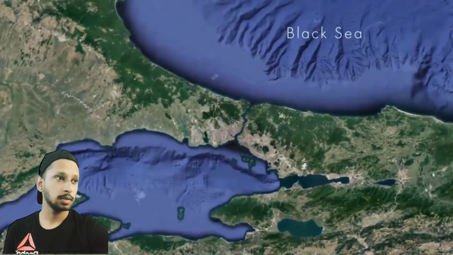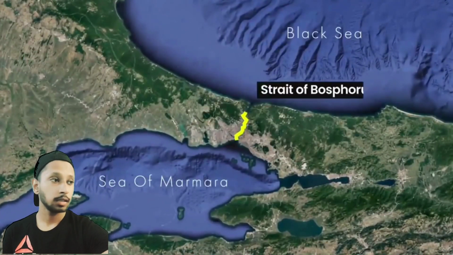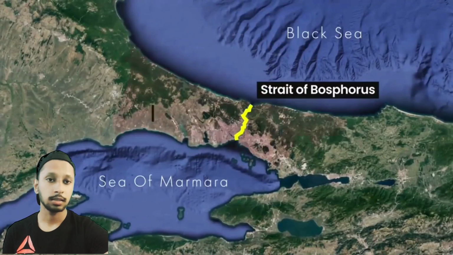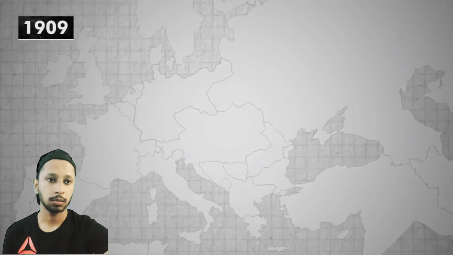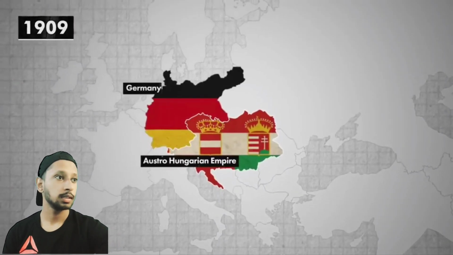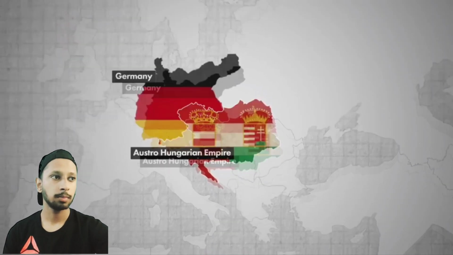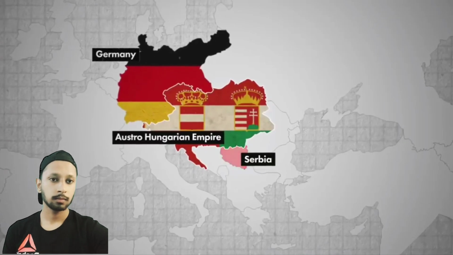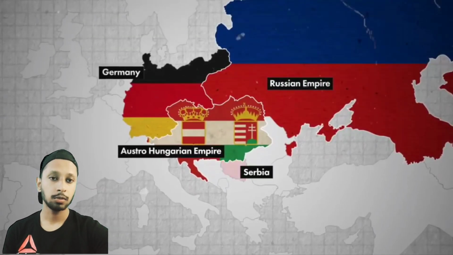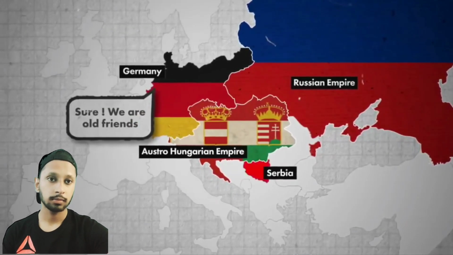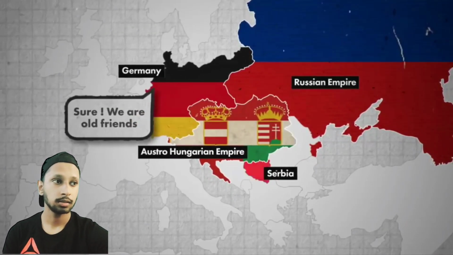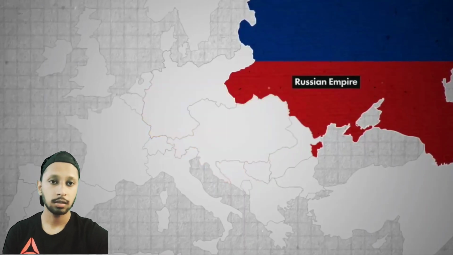Look at this map. This is the Black Sea. And the Sea of Marmara is in the south. And the Strait of Bosphorus joins the two. It was in 1909 that the Austro-Hungarian Empire turns towards Germany and asks them to help capture Serbia. Germany agrees to help them as they were all friends. And on the other side, Russia asks France.